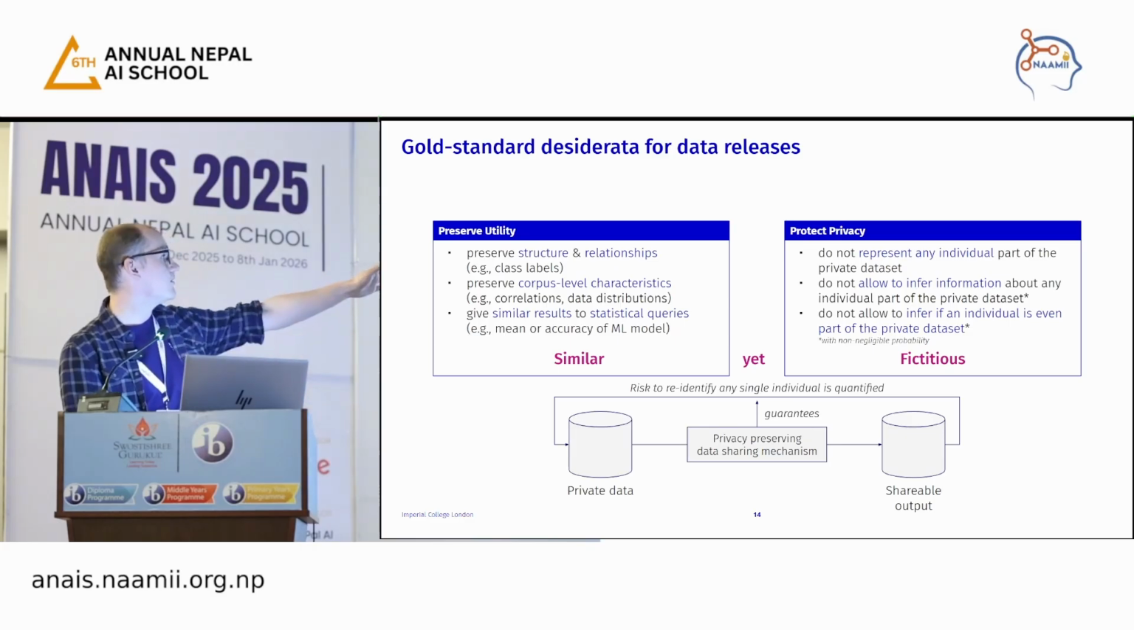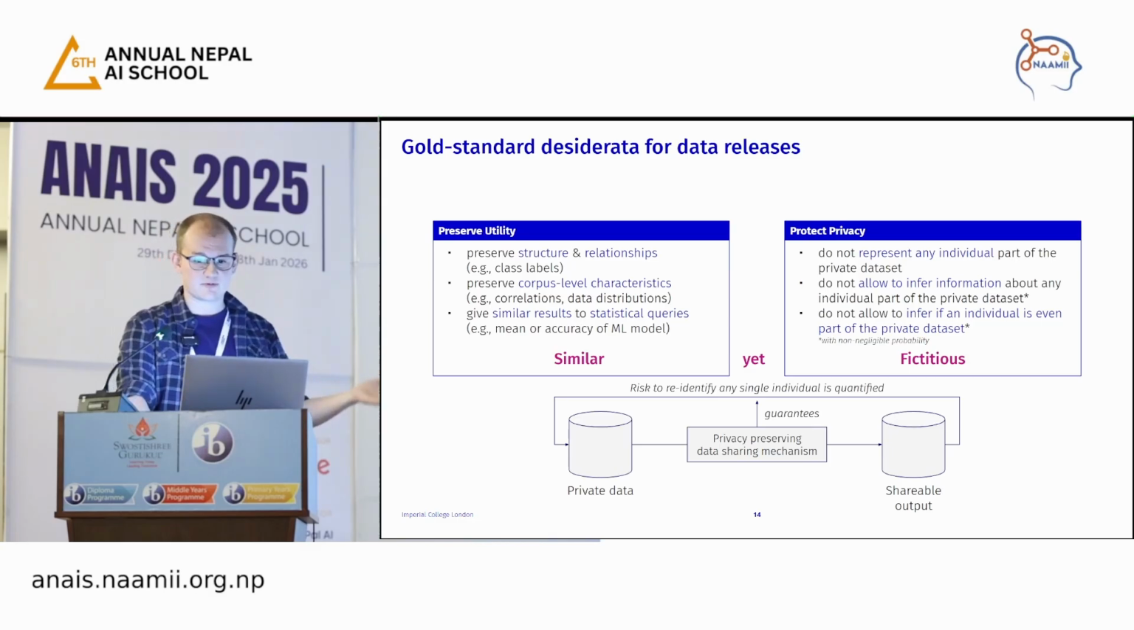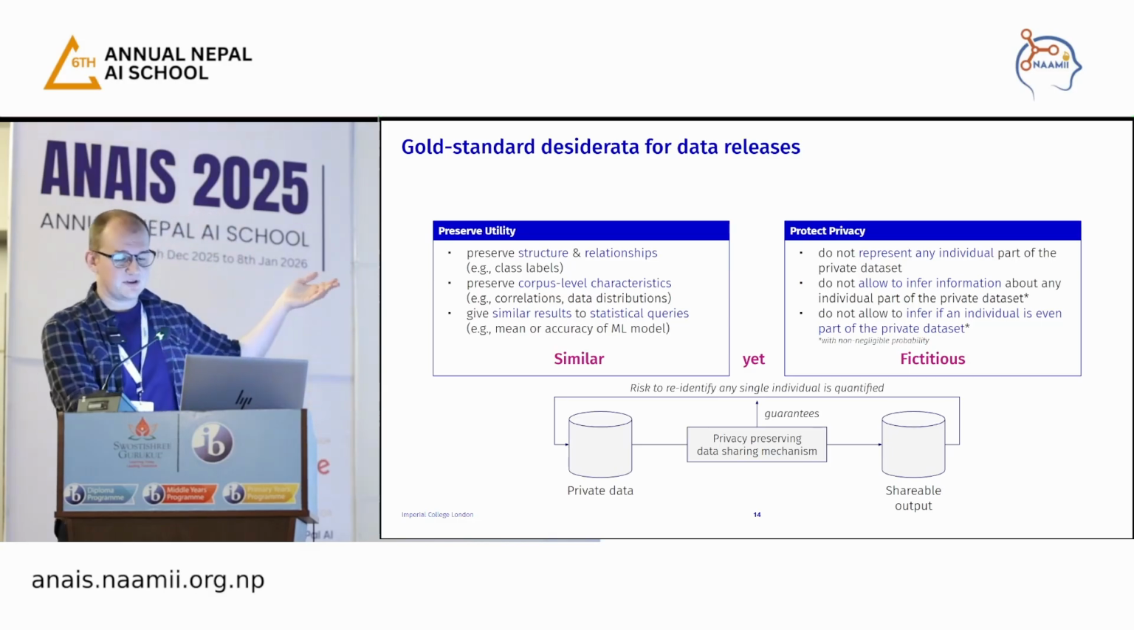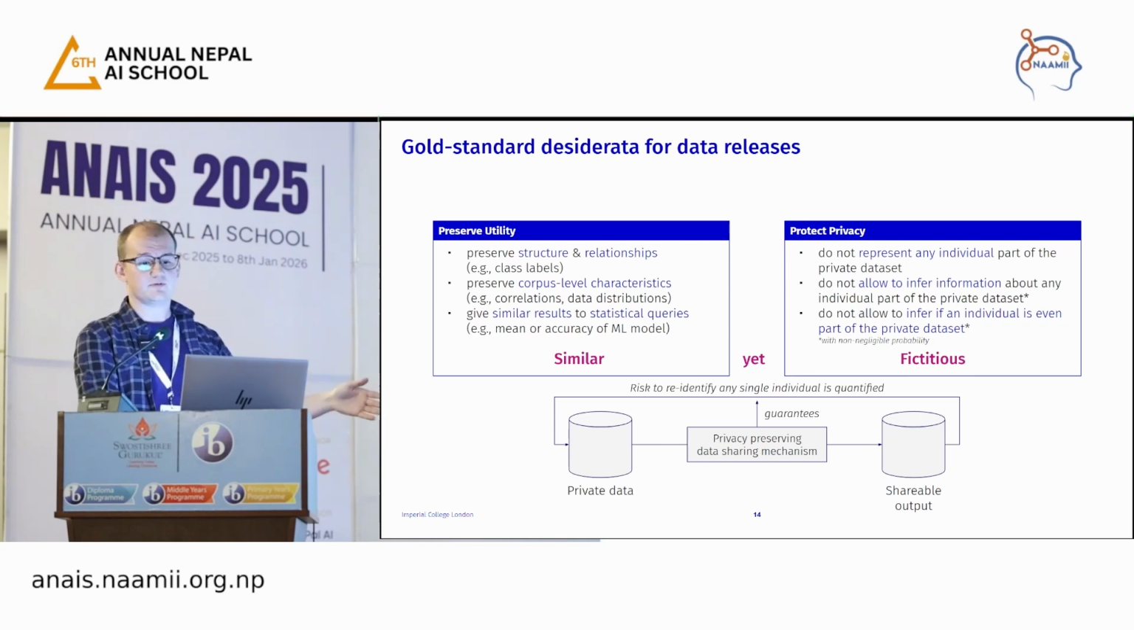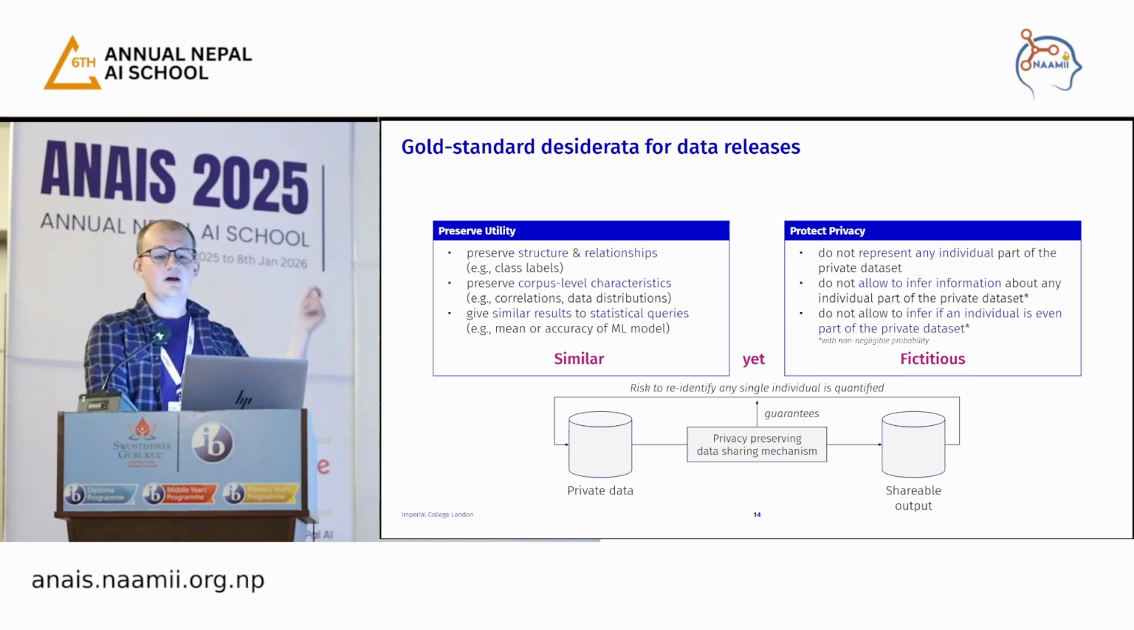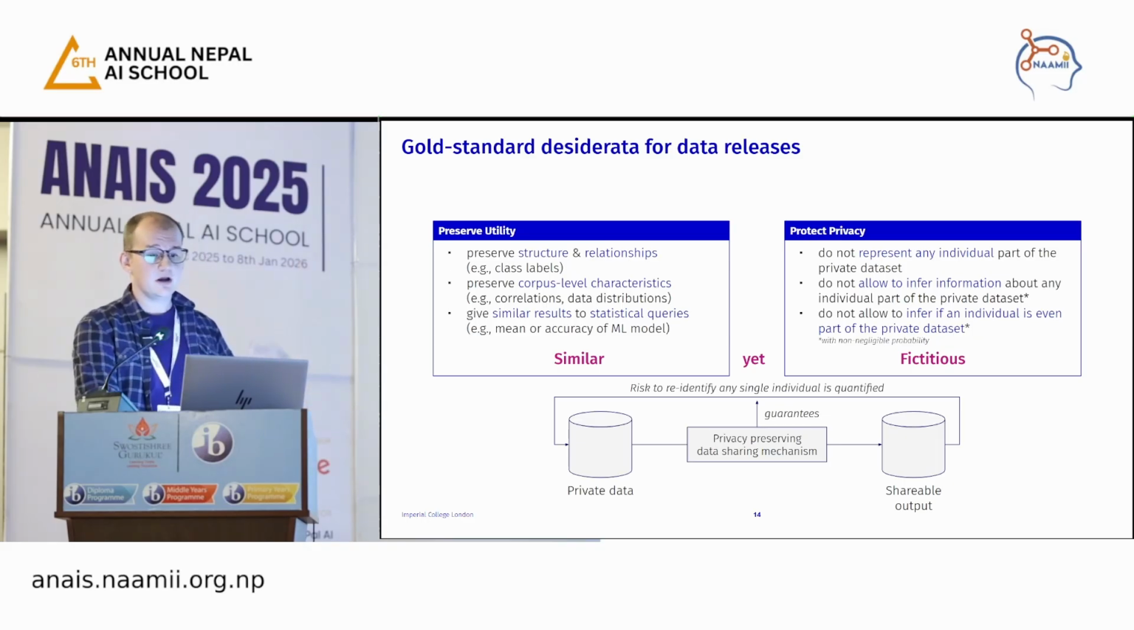So the goal is, as we mentioned before, we don't want to represent any individual as being part of the data set. We don't want to allow inferring any information about this individual, whether or not it was part of the data set. At the most basic level is membership inference. We want to prevent membership inference. We don't even want to allow inferring if an individual was part of this private data set that you want to share, or that you want to share an output on in the first place.